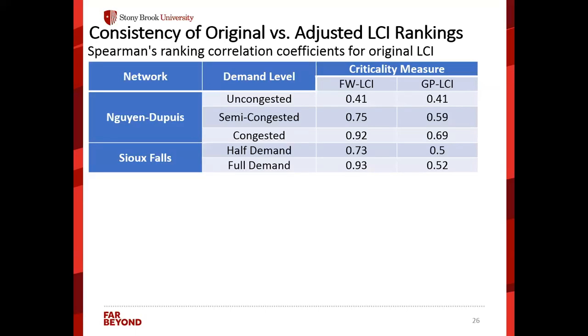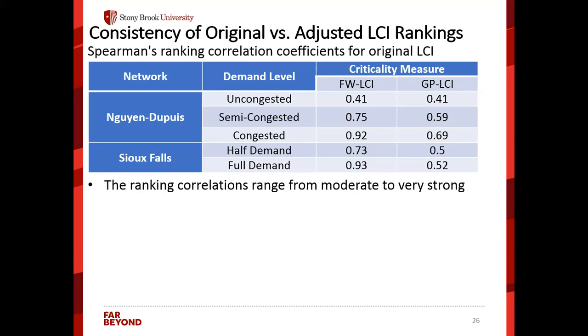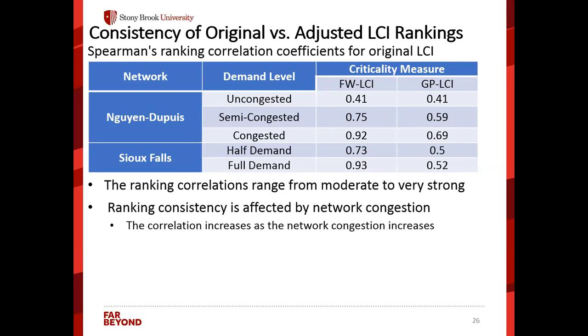And when we look at the consistency of the original, that's something we want to make sure of, right? We want to make sure that the original LCI gives more or less the same rankings as the adjusted ones. And here, ranking correlations range from moderate to very strong. So there is a good agreement, especially if it's congested. Ranking consistency is affected by network congestion. Correlation increases as network congestion increases. And as you see, there's an increase in correlation of the adjusted LCI with the original LCI. And it's the same for Sioux Falls.